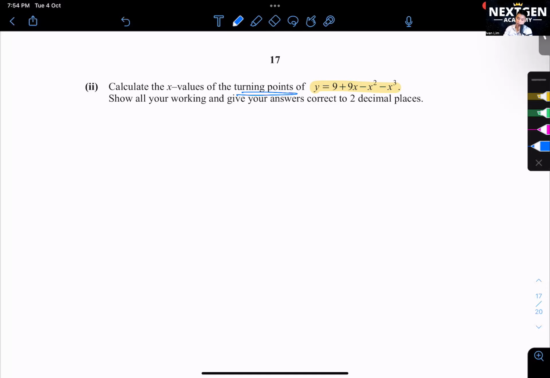Okay, so just like Anderson asked, turning point, stationary point. This is the keyword. Turning point, stationary point: dy over dx equals 0. Please remember these keywords. So dy over dx equals 9 minus 2x minus 3x squared.